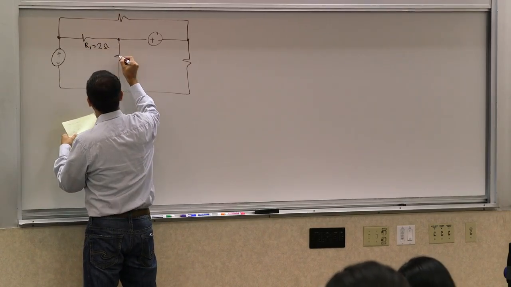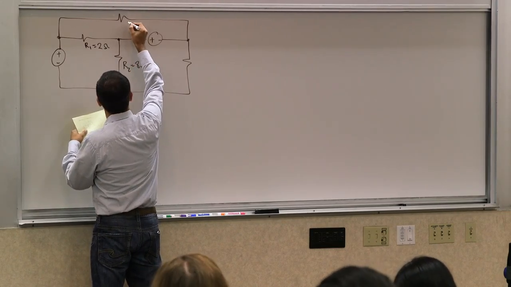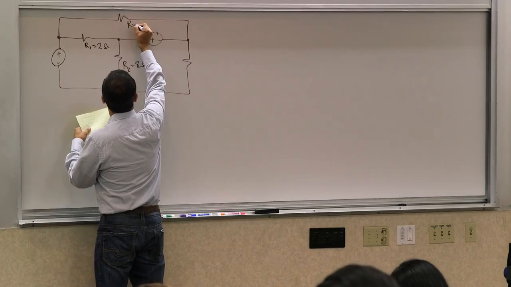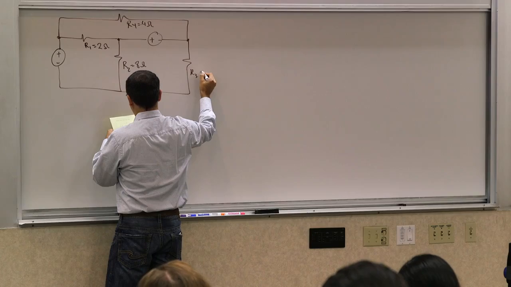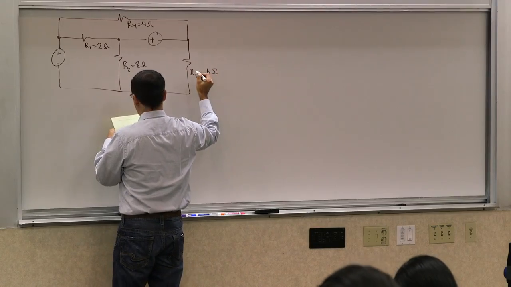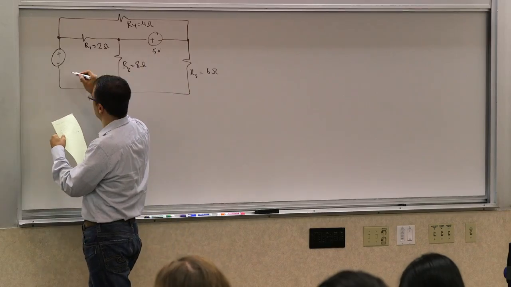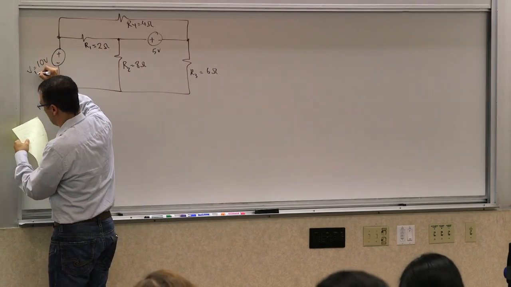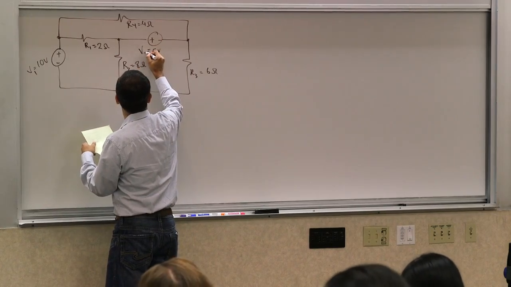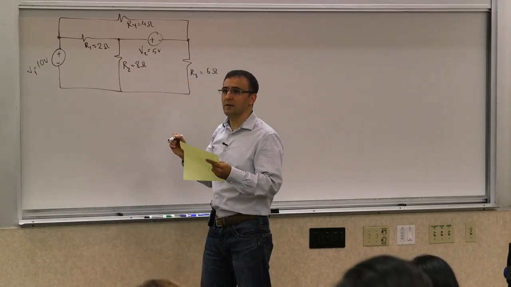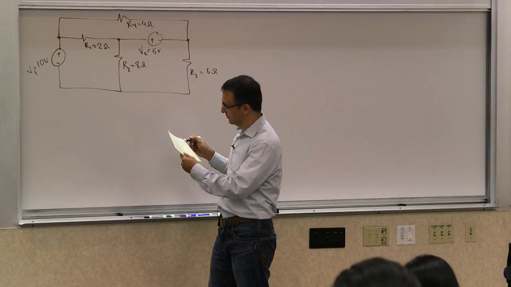I'm going to put the numerical values here too. R2 of 8 ohms, R4 of 4 ohms, and R3 of 6 ohms. This voltage is 5 volts, and this voltage is 10 volts. Let's call this V1, capital V1, and let's call this V2. OK? So I think we have all the parameters that we need. All right, good.